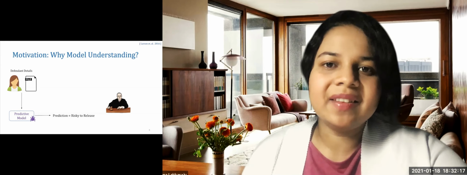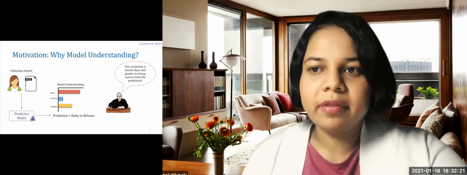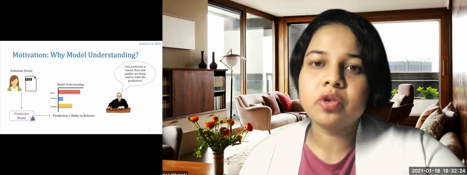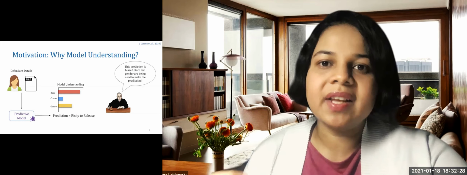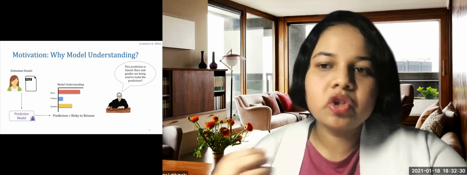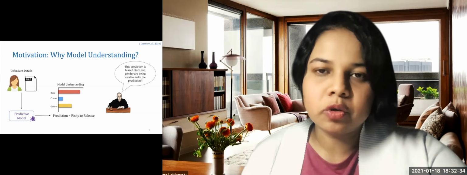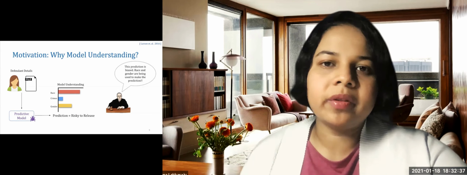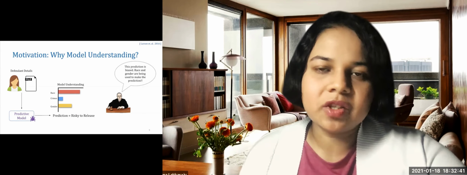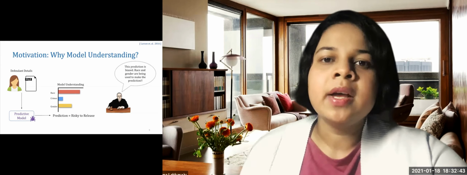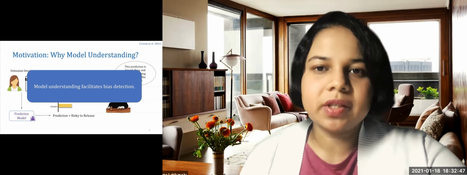For example, in this case, if we provide the judge with a set of the most important features, which unfortunately happen to be race and gender, the judge would quickly realize that this model is biased, or at least this prediction is biased, and that race and gender are being used predominantly to make this prediction. And therefore, the judge would just discard the model's prediction and make his or her own decision in this particular case. So in this example, model understanding is facilitating bias detection.